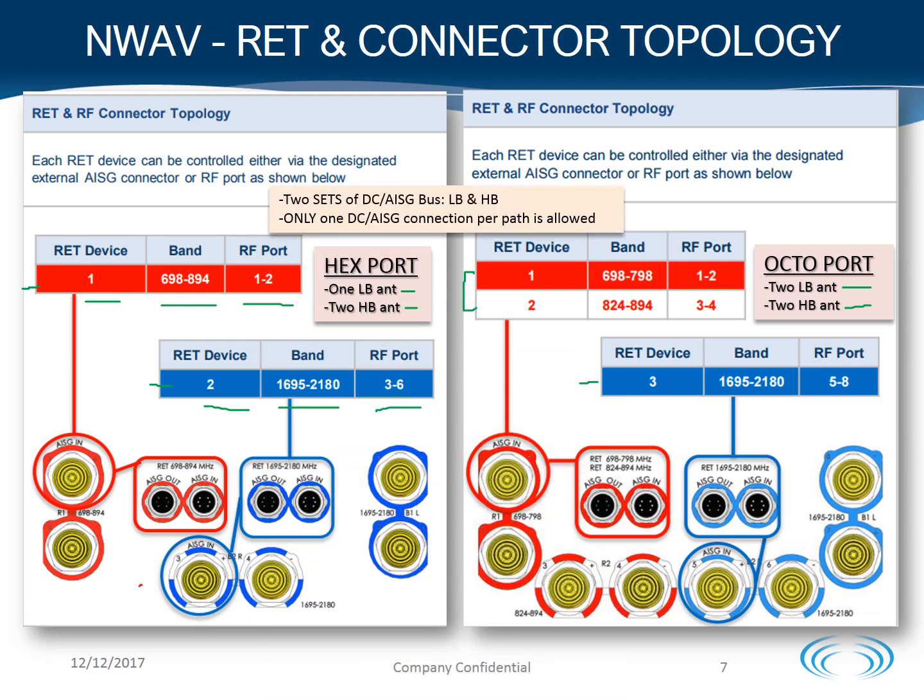There are 2 sets of DC and AISG bus on each of the antennas. There's a low band set shown here and a high band set shown here. On the hex port antenna, RF port 1 and RF port 3 has the internal smart BIASTs. On the octoport, it's RF port 1 and RF port 5 that has the internal smart BIASTs. It is very important to remember that only 1 DC and AISG connection per path is allowed.